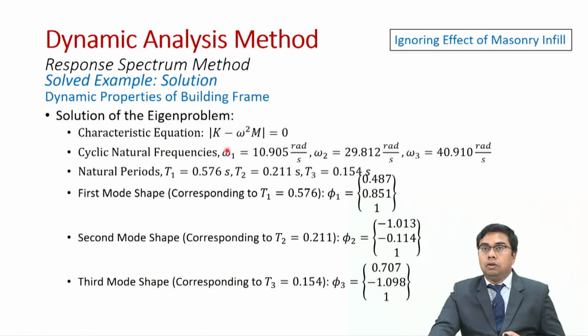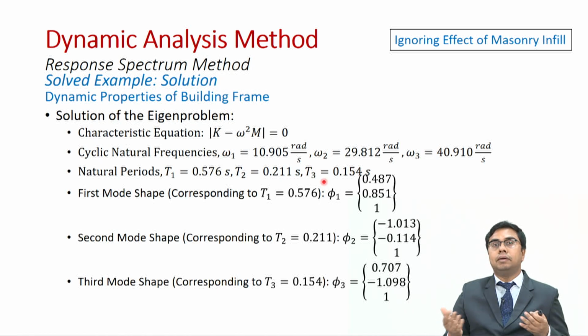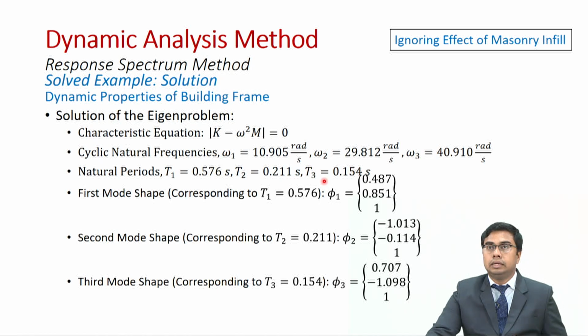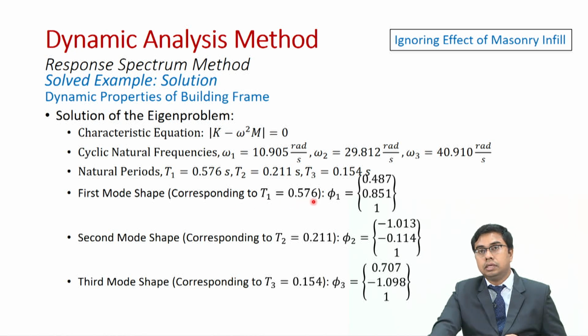Okay, once we have the values of omega 1, omega 2 and omega 3 known to us, we will calculate the natural periods corresponding to them, which are T1, T2 and T3. How do we calculate this? T equals 2 pi by omega, as simple as that. After finding out the natural period, for each natural period we shall find out the mode shape. Let us say corresponding to T1 equals 0.576, the first mode shape is obtained, it is shown over here. Similarly, second mode shape and third mode shape.